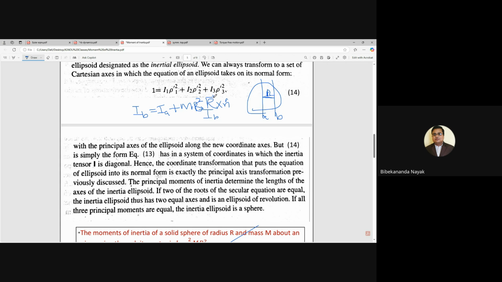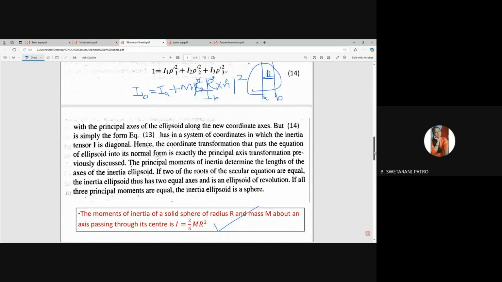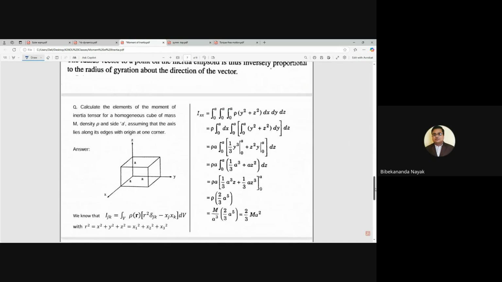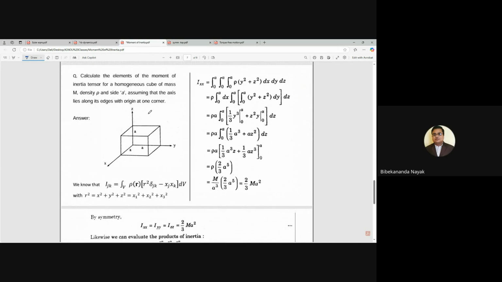Mod square, perpendicular distance, is it not? Yes, sir. You know it, plus two. Then this problem is very important.